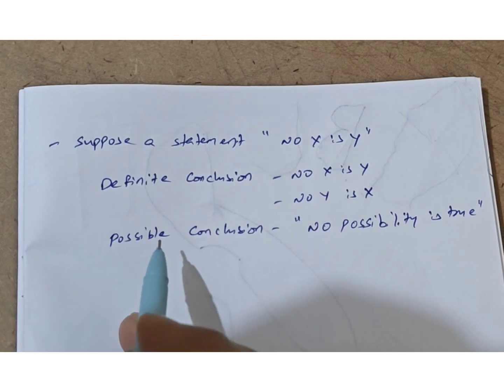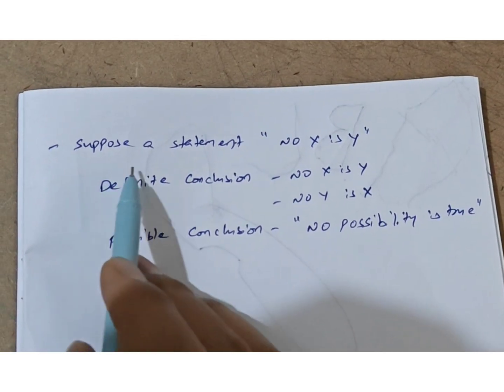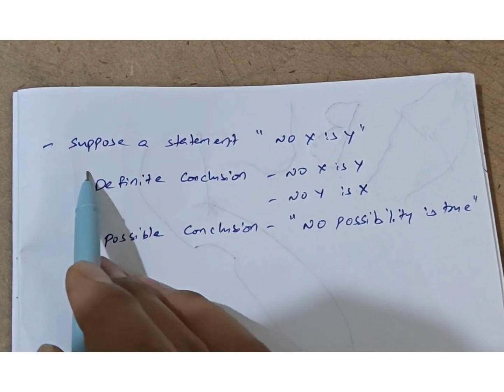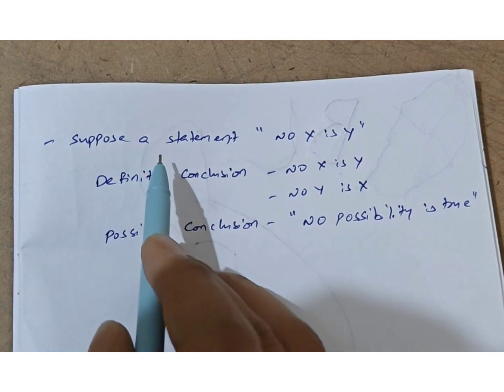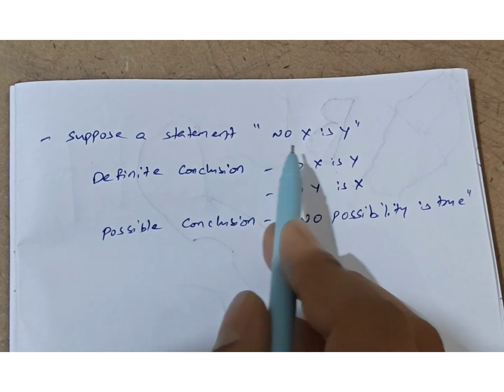Suppose a statement: no x is y. Definite conclusions: no x is y, no y is x. And the possible conclusion: no possibility is true.